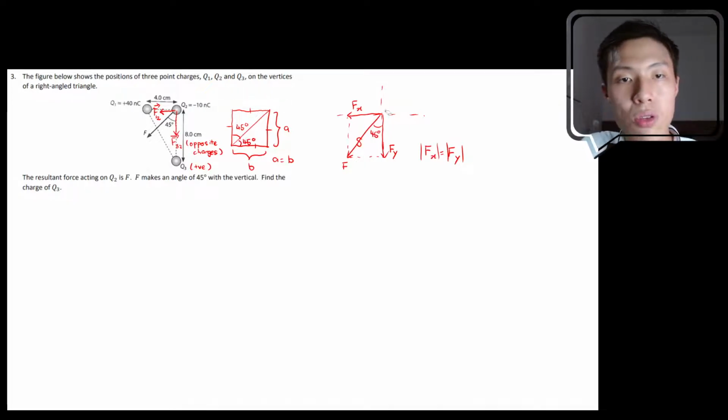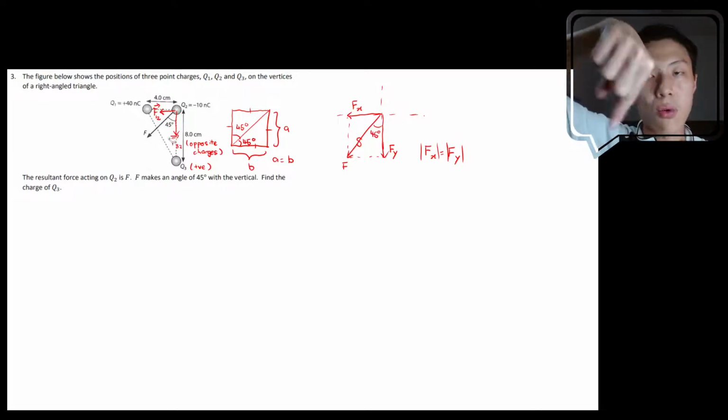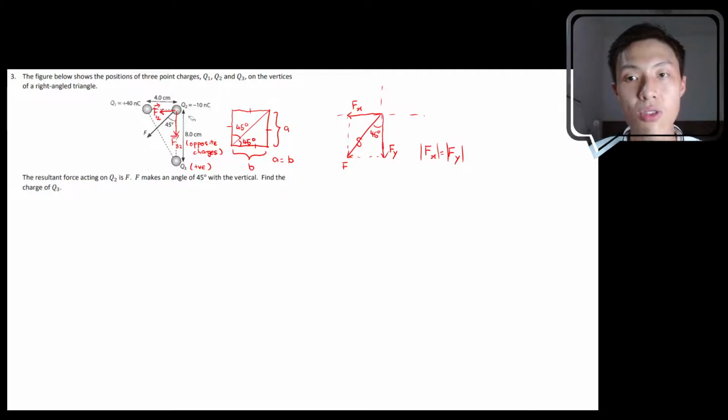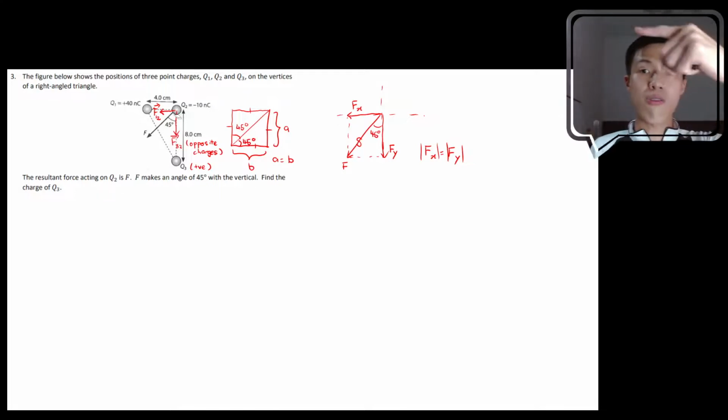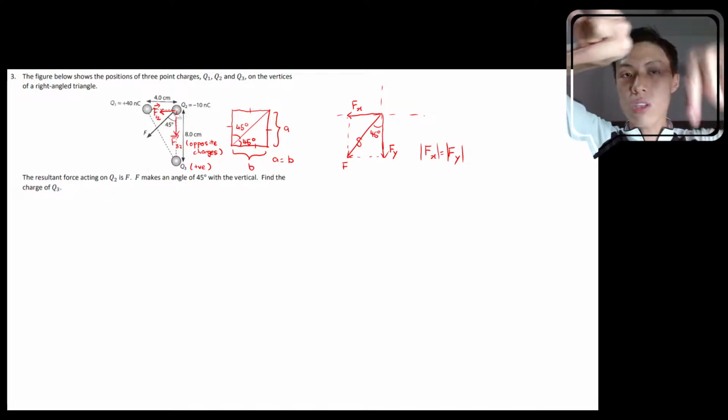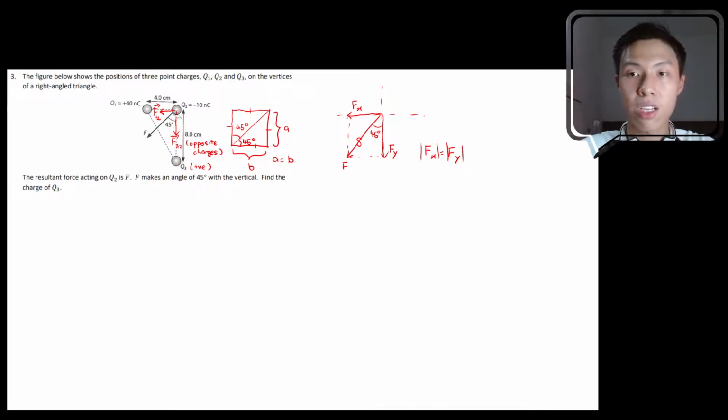Now we also know that Fx and Fy should have the same magnitude. So the magnitude of F12 and the magnitude of F32 should be the same, or else you cannot get 45 degrees. If F32 is larger than F12, then the angle will be smaller, then it'll be more pointing towards the downward. If F12 is greater than F32, then the angle will be more inclined to the horizontal. But if it's 45 degrees, that means the horizontal and the vertical are exactly the same magnitude. So F12 and F32 should have the same magnitude.